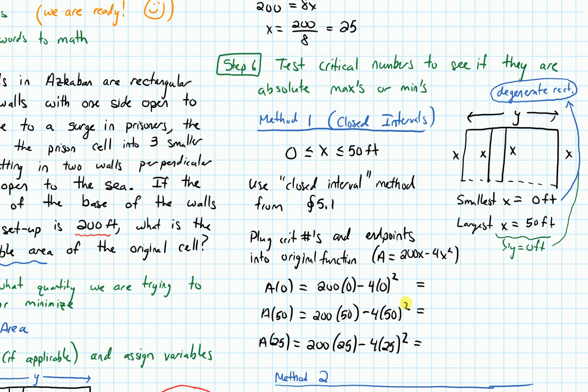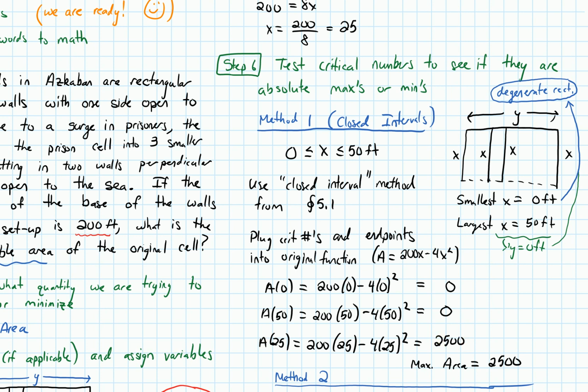So it turns out that when we work this out, this one is 0, when we plug in 50, that's also 0, and when we plug in 25, that is 2500. Okay, so we were interested in finding the maximum area, so we're ready to write that down. The maximum area is 2500. So the question wasn't asking for the dimensions of the cell, like it didn't want x as the answer or y as the answer. It wanted the area. And when we plug in x equals 25, we get that the area equals 2500.